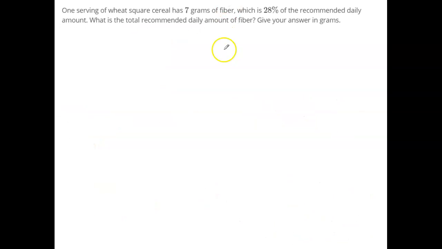Here we have another word problem with percents. Let's see if we can set this up. So I am going to notice that the word is right there. We'll kind of build off that with our equal sign. But also think about what the unknown is to start with. The recommended daily amount of fiber is mentioned twice here, and we don't know what that total is. We don't know what that value should be. So that is our variable. That's our unknown, the recommended daily amount of fiber.